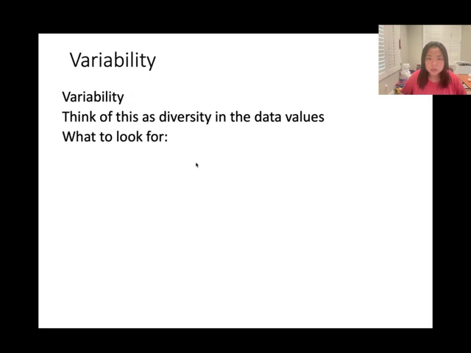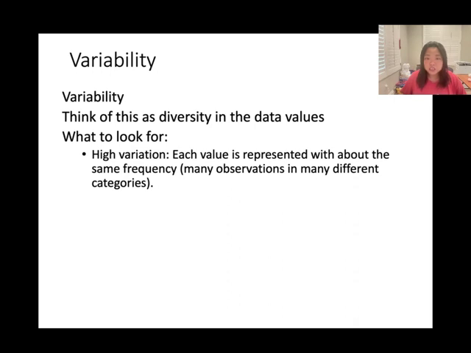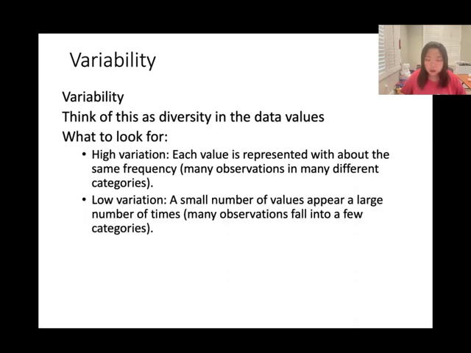Variability: think of this as the diversity in the data values. What to look for? High variation: each value is represented with about the same frequency, with many observations in many different categories. You could think of it this way: the distribution has a lot of diversity, which means its variability is high. Low variation: a small number of values appear a large number of times. If the distribution is concentrated in one single category, diversity is low, which means the variability is low.